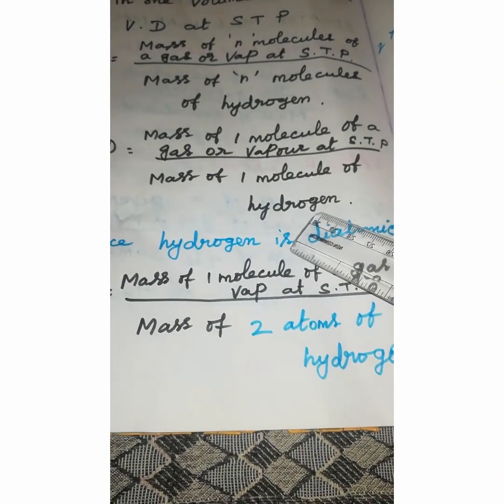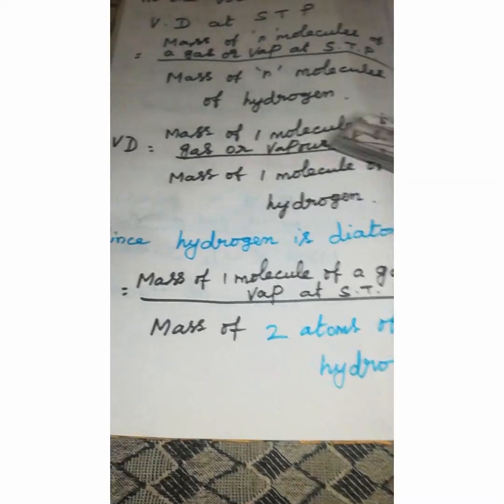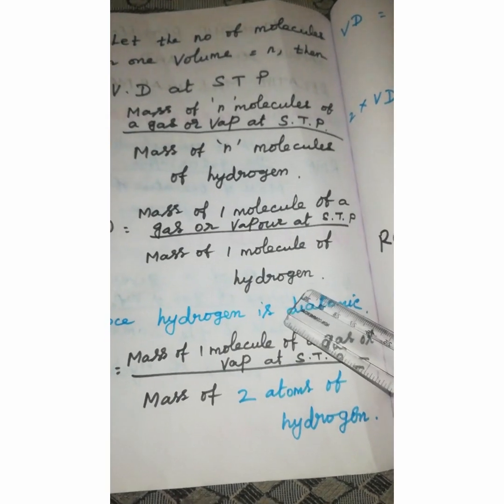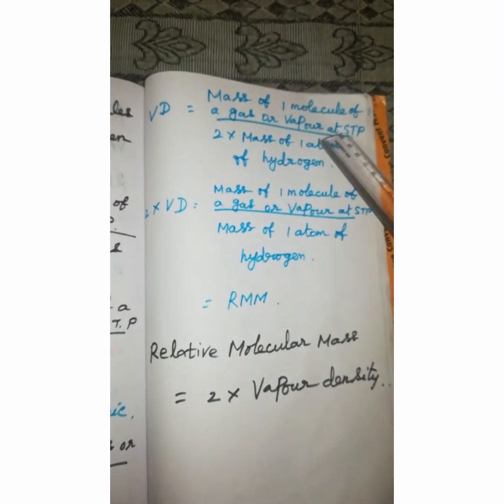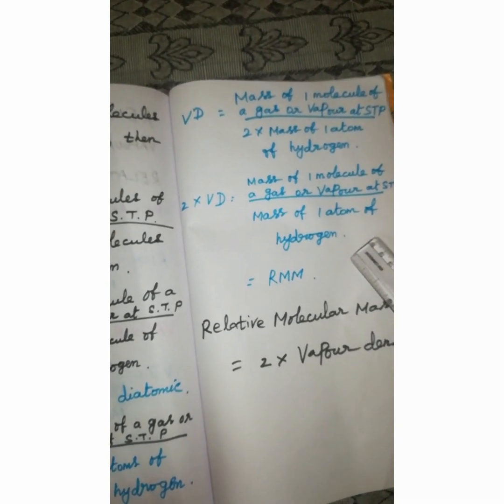So this formula can be written as mass of one molecule of gas or vapor divided by mass of 2 atoms of hydrogen. Why 2 atoms of hydrogen? One molecule of hydrogen equals 2 atoms of hydrogen. Then we can write vapor density equals mass of one molecule of a gas or vapor at STP divided by 2 into mass of one atom of hydrogen. 2 goes to the opposite side. 2 into vapor density equals mass of one molecule of gas or vapor at STP divided by mass of one atom of hydrogen.